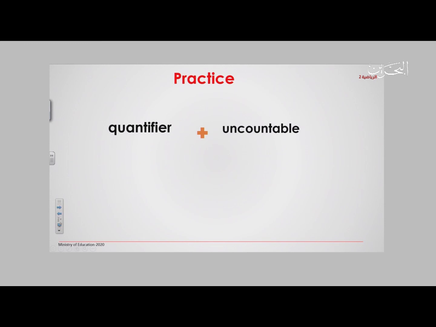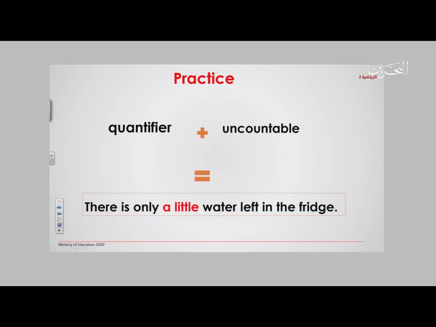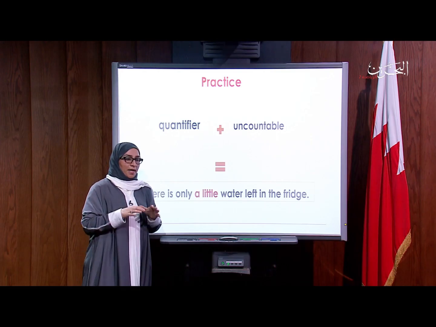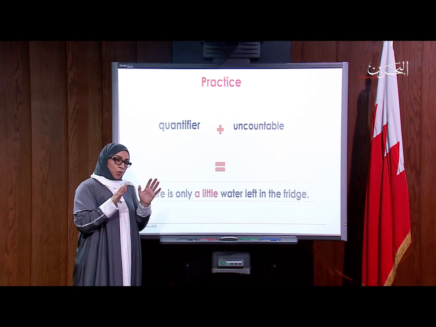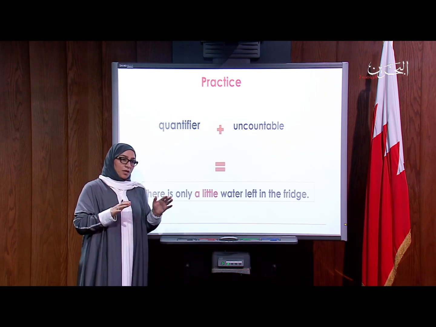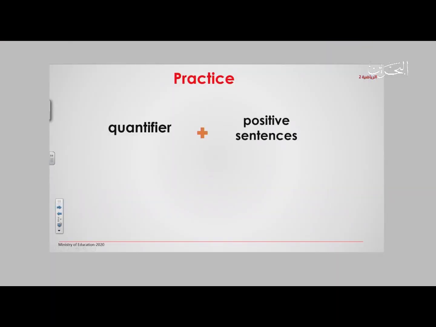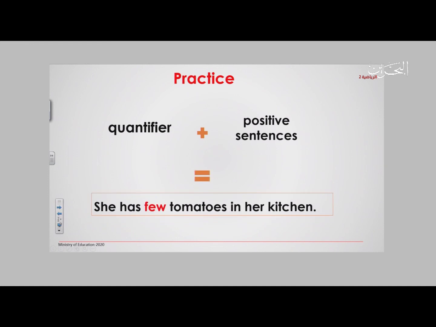Quantifier with uncountable. There is only a little water left in the fridge. Again, it's the same as milk. If I want to count water as countable, I put it in bottle. I say there are only few bottles of water left in the fridge, for example. Quantifier, positive sentence. She has few tomatoes in her kitchen.